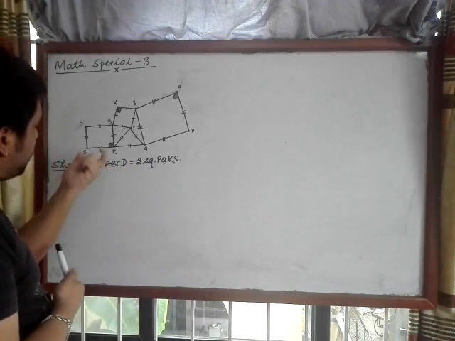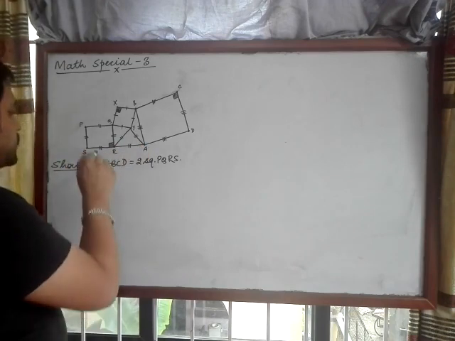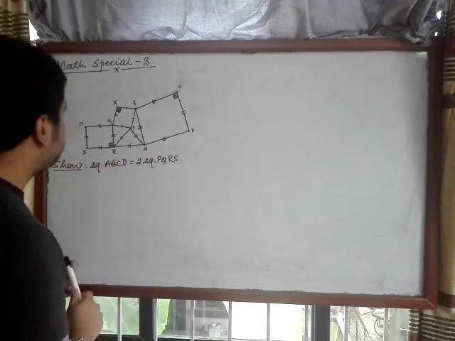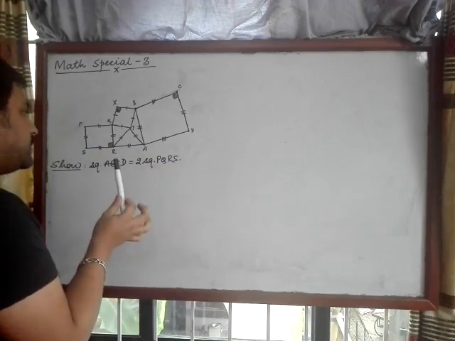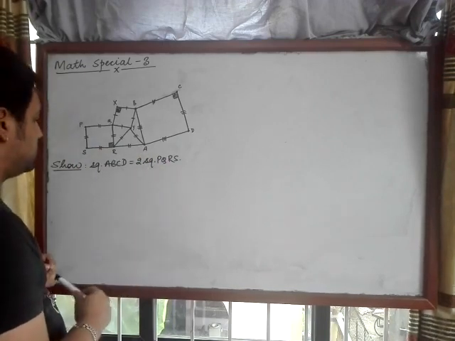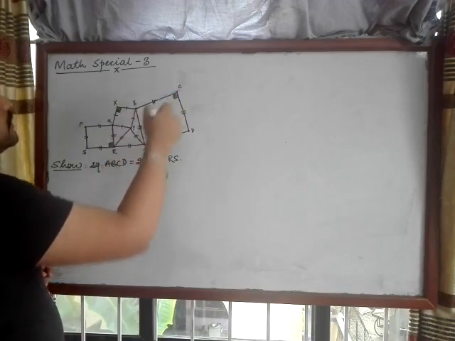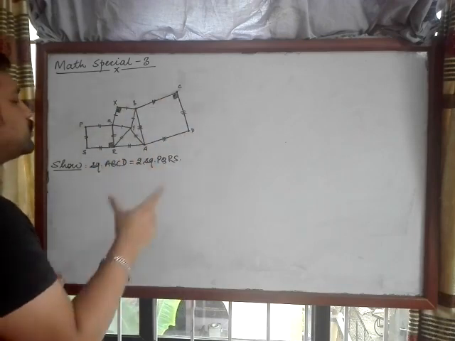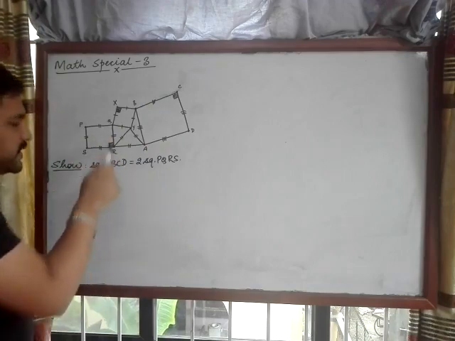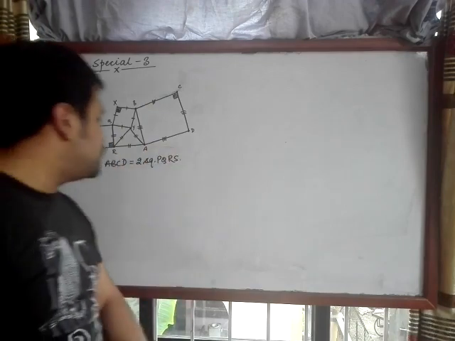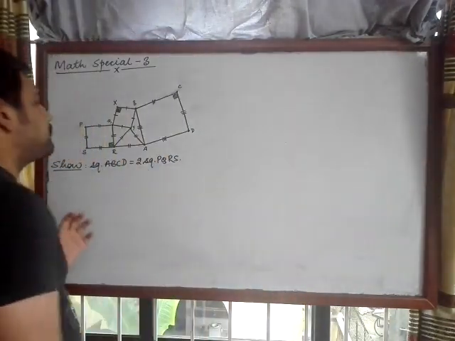And we are also given that SR is equal to RA. This side is equal to this side. Then, if that's so, we must show that the area of square ABCD is twice the area of square PQRS. This is what we need to show. Okay. Now, how to do this?